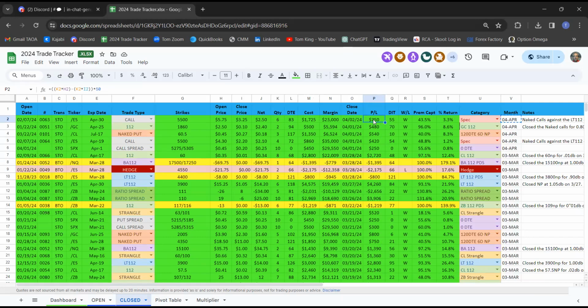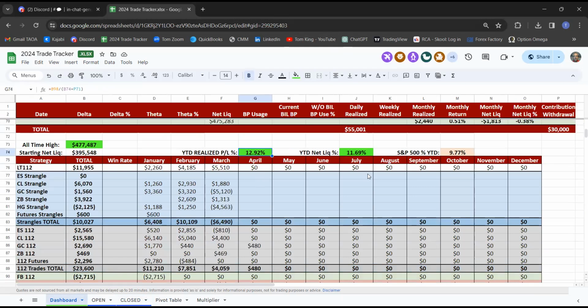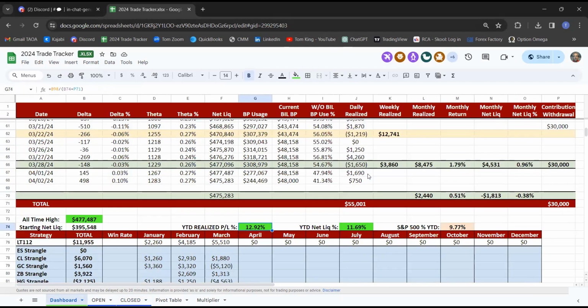So by closing this out, we booked a nice little gain. And then that also freed up a ton of buying power for us. So we are ready to rock and roll. We'll see how things go. We are now up almost 13% year to date in 3 months. In 3 months and 2 days, we're up 13%.